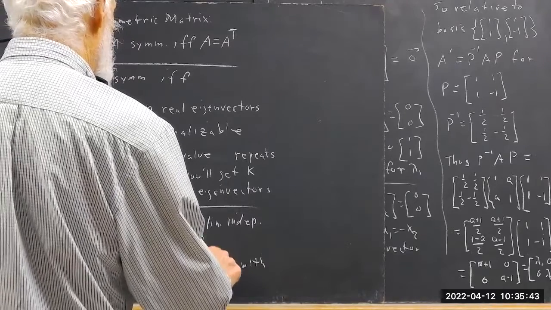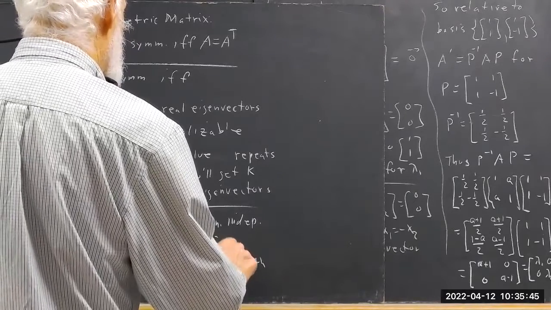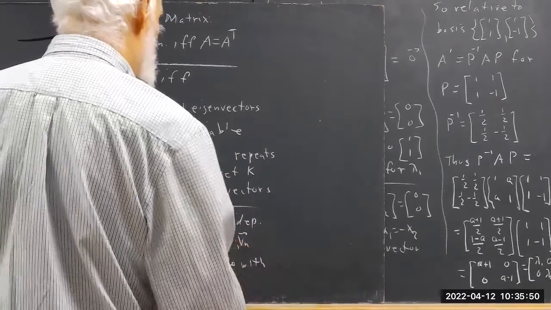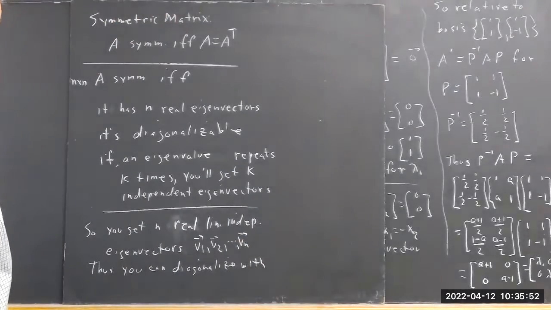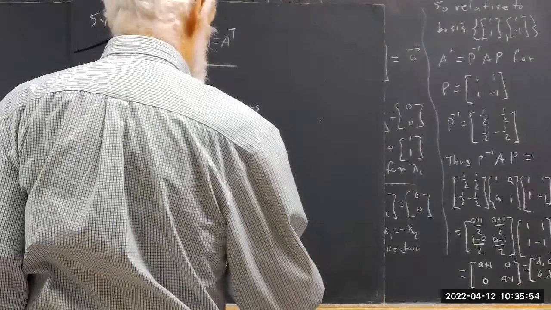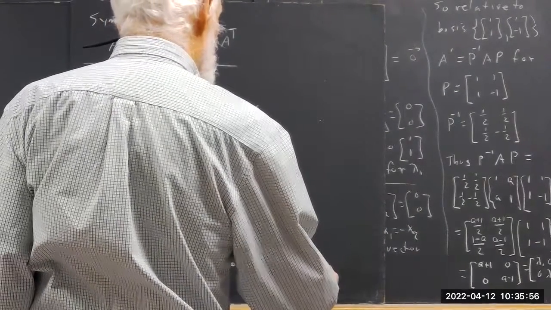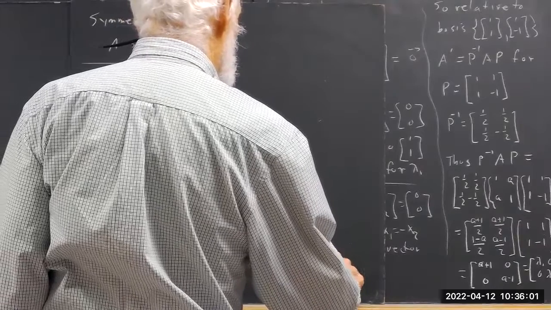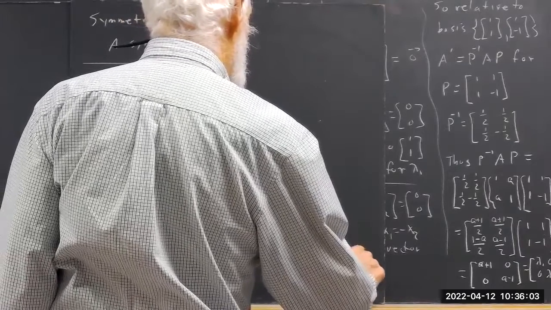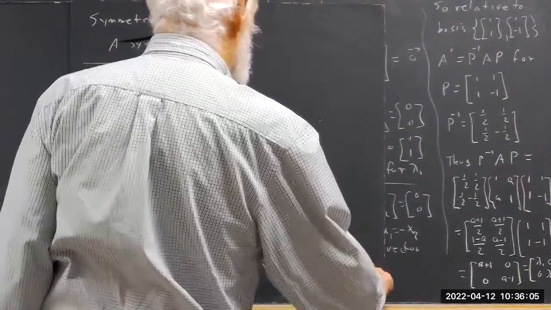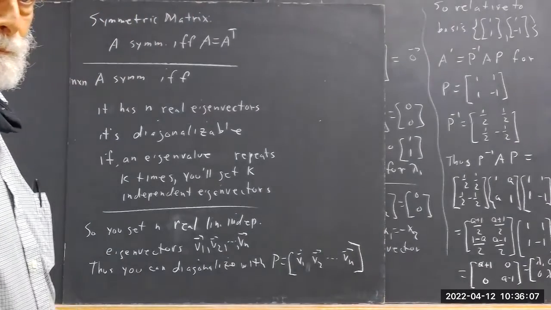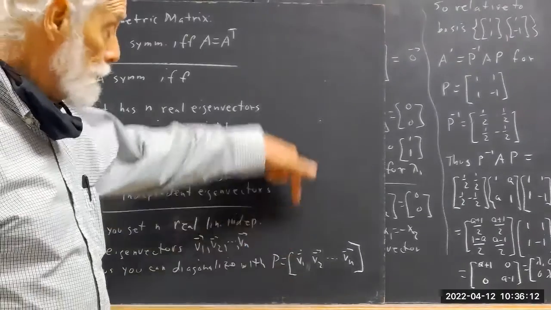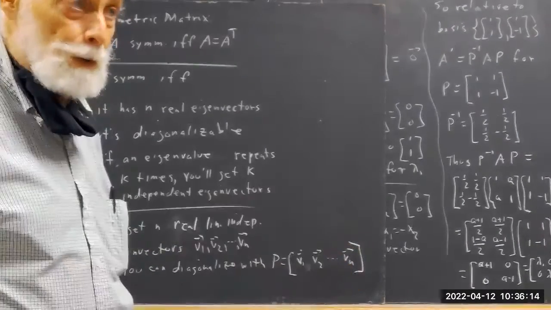I'll give these names V1 through Vm. So you can diagonalize with P equals V1, V2, Vm, which, if you need reminding, you probably don't, means the matrix with these vectors in the columns, okay?